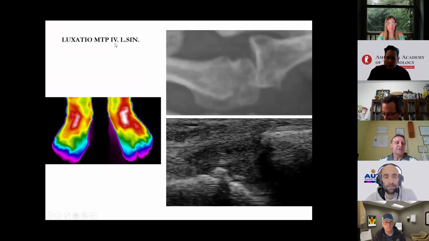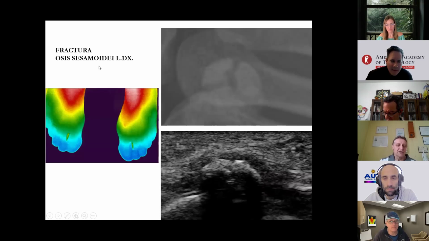Luxatio metatarsophalangealis quarti lateri sinistri. On X-ray and also on sonography, we see luxatio of this joint, hypoechoic filling, and on sonography we can see also the detachment of the insertion of the capsule of this joint. And on thermography, on the side of the metatarsophalangealis quarti, we can see increased temperature activity when we compare this place with the contralateral side.